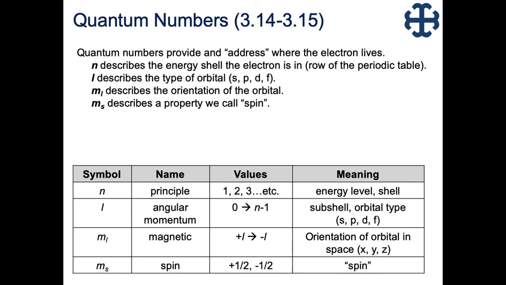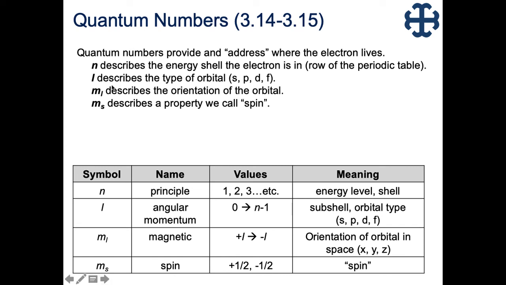So let's talk a little bit more about quantum numbers. Every electron is going to have 4 quantum numbers, one of each of these. And so the n quantum number is essentially what we discussed last class. It is the principal quantum number, it describes the energy shell that our electron resides in. Which will also be the row of the periodic table generally, although when you get to d and f orbitals, that is not always the case.